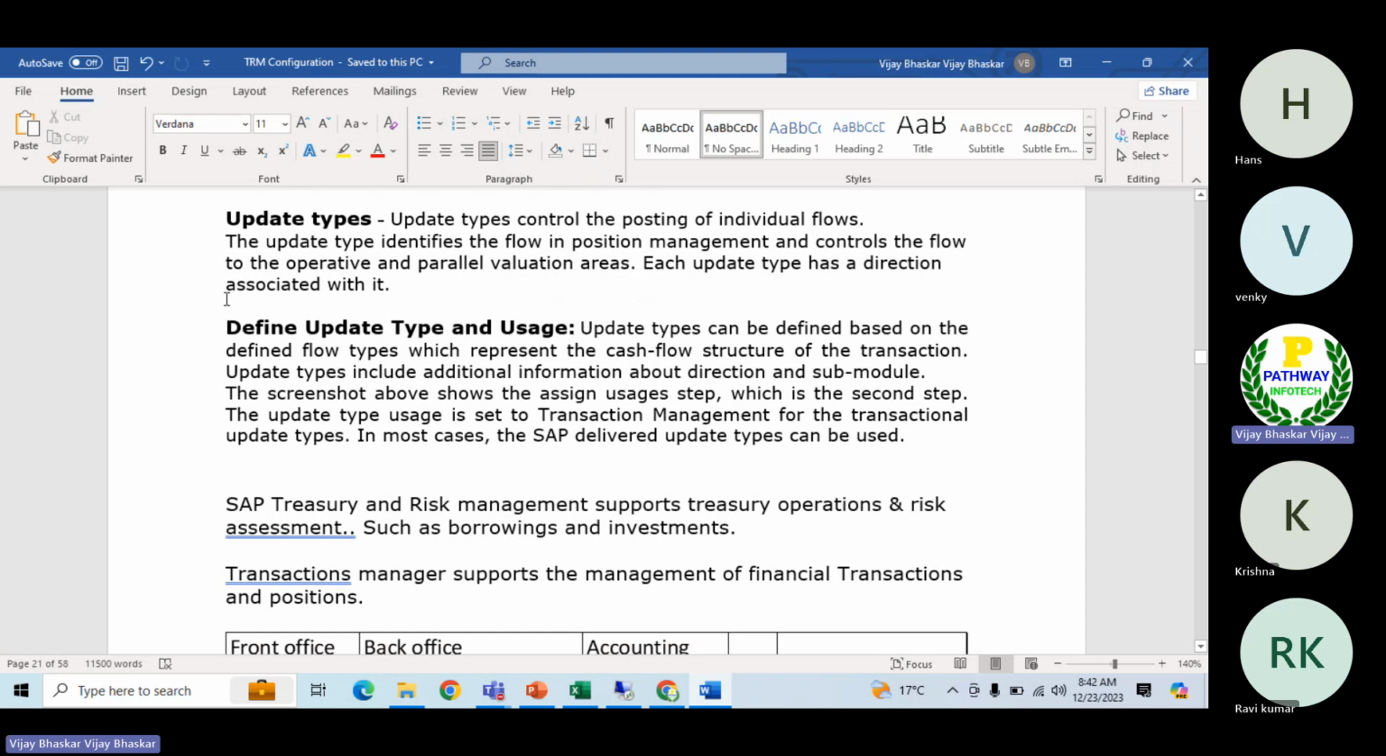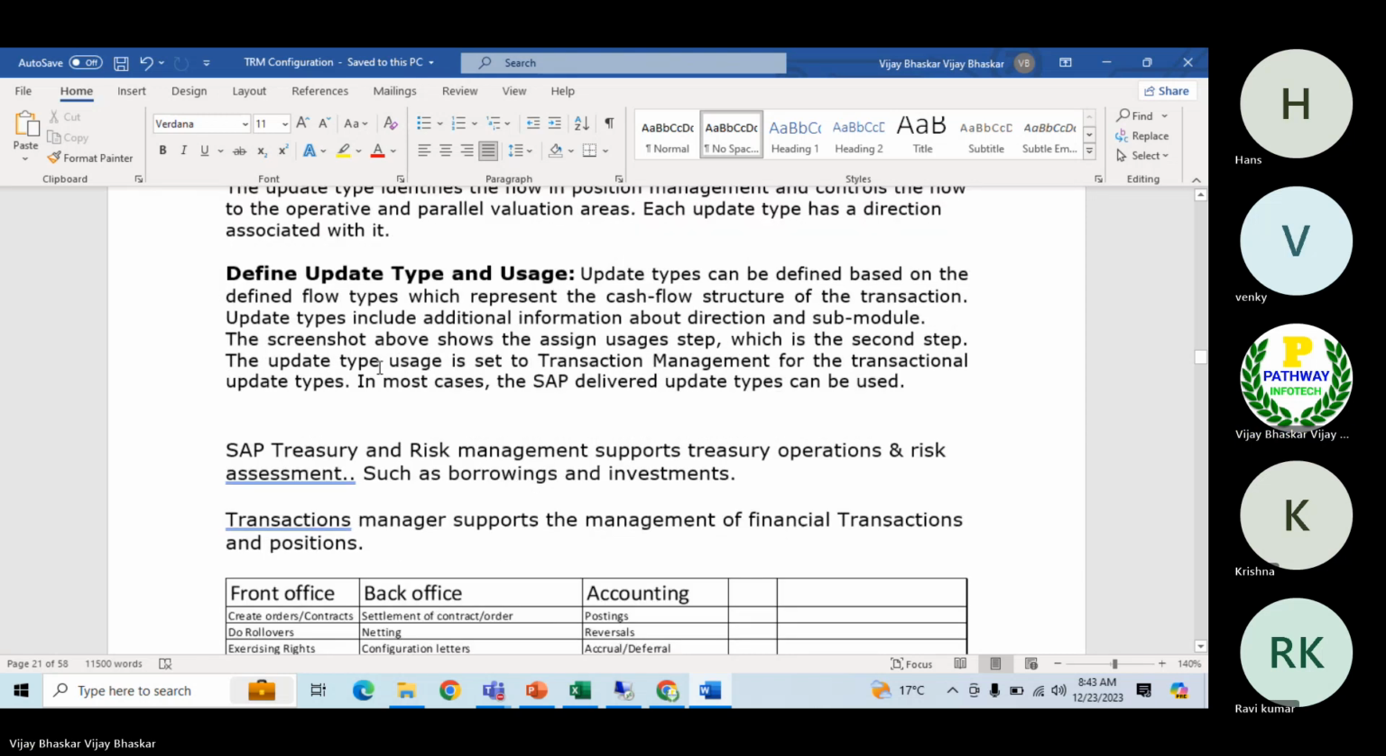Now the defined update types and usage. Update types can be defined based on the defined flow types, which represent the cash flow structure of the transaction, meaning whether it is an inflow or an outflow, cash inflow or cash outflow, and how the system is going to act.